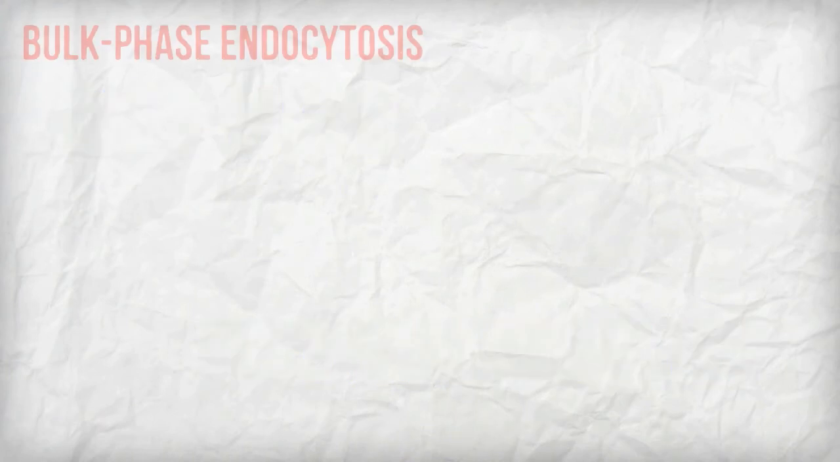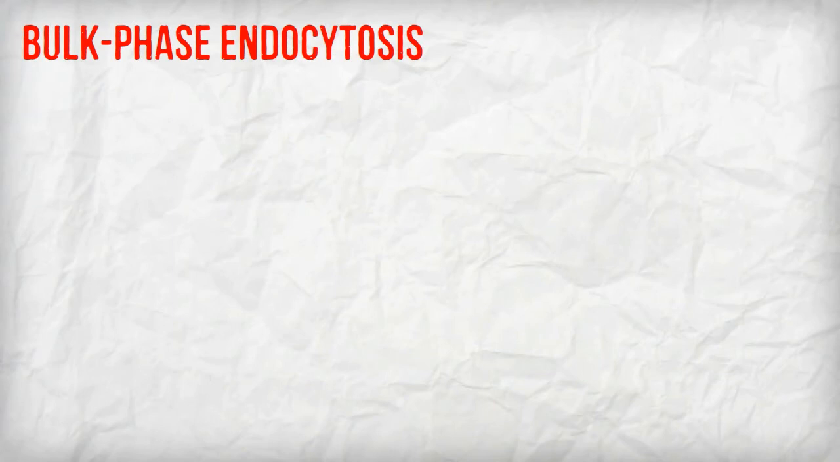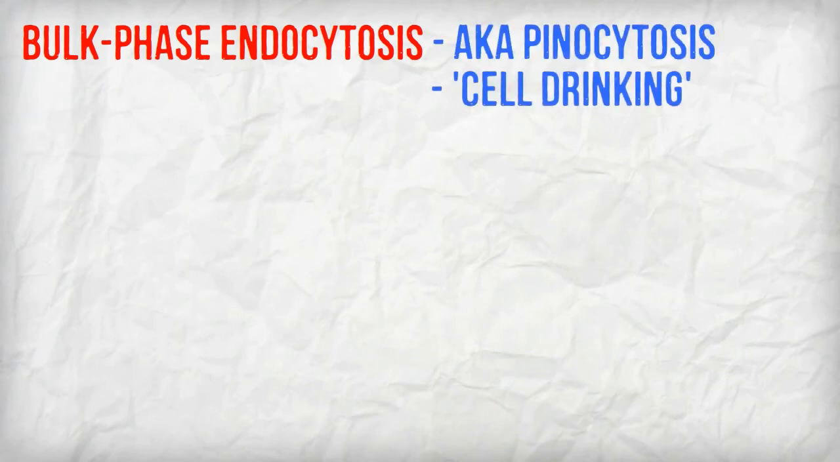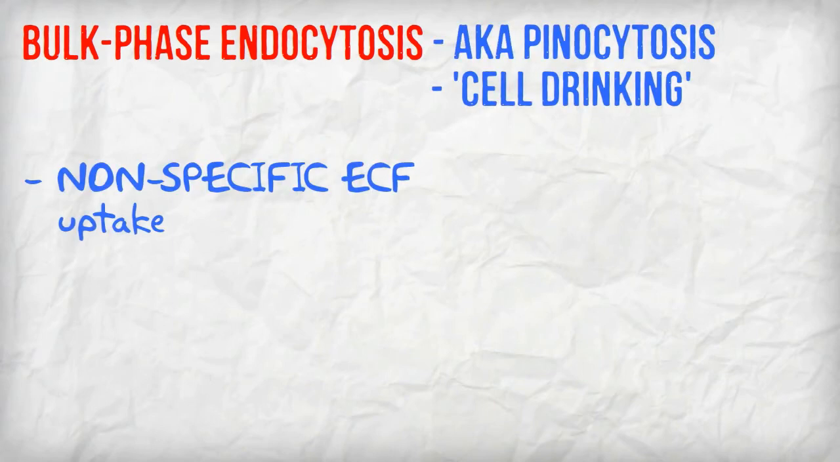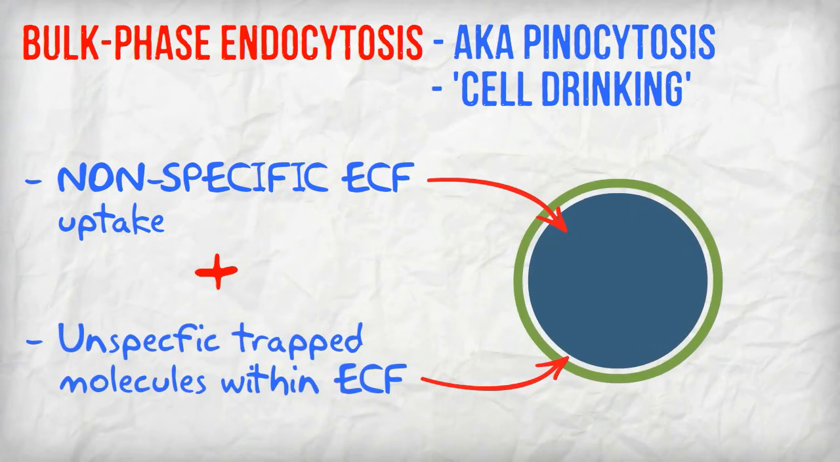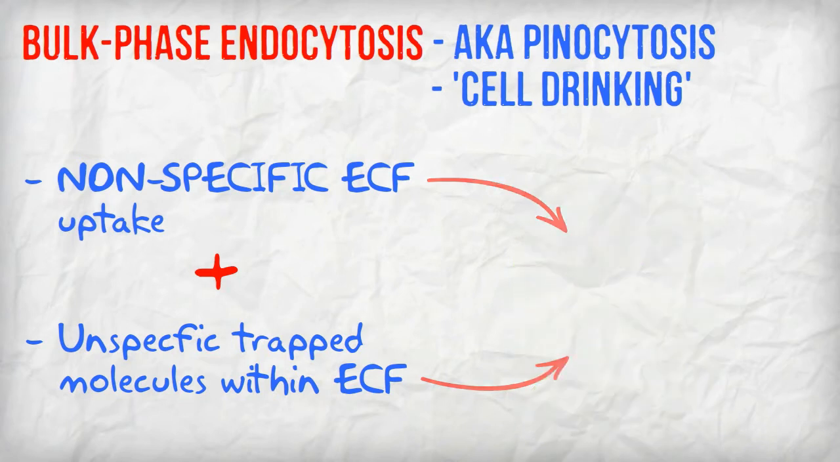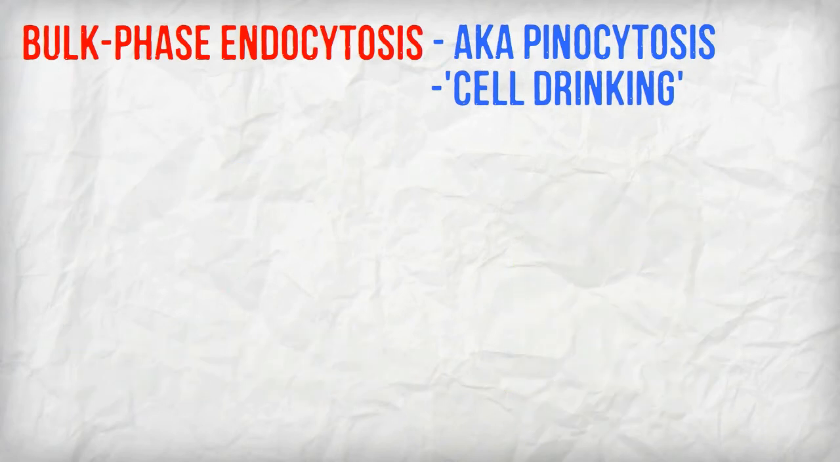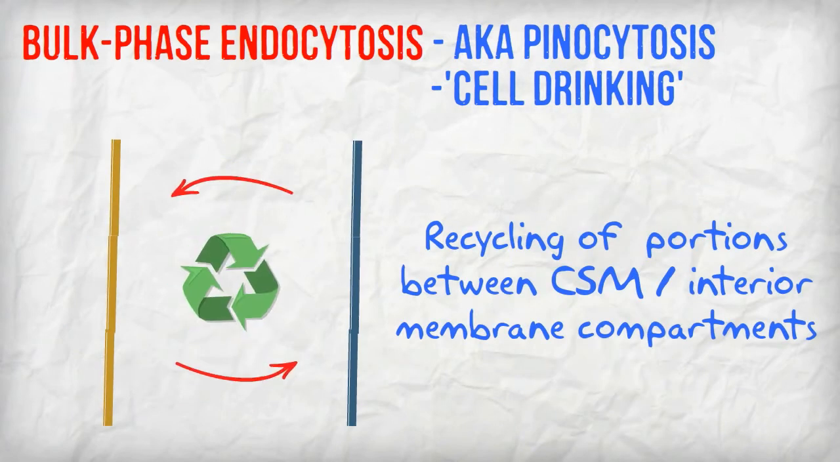The first of which, bulk phase endocytosis, also known as pinocytosis, is a non-specific uptake of extracellular fluid alongside any type of molecule in it becoming trapped inside the vesicle to be internalised. This form of endocytosis also plays a role in the recycling of membrane portions from the cell surface between itself and interior membrane compartments.